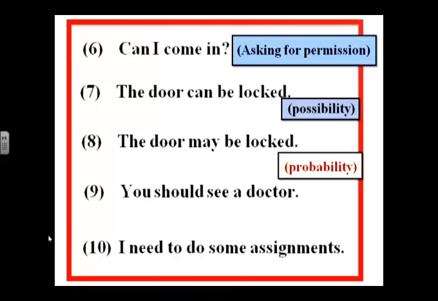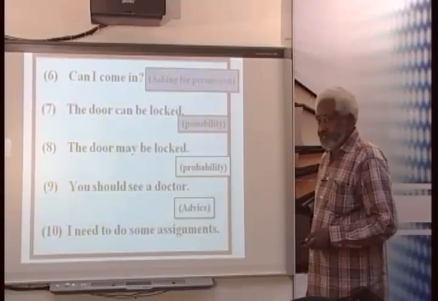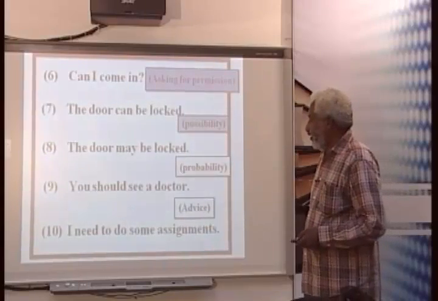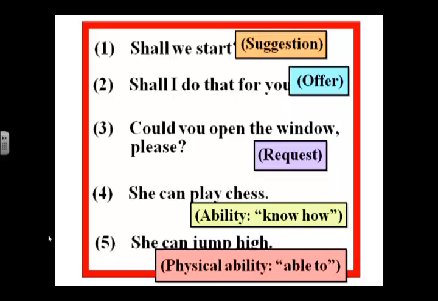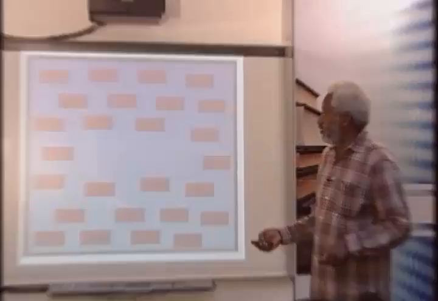Now, number 9, you should see a doctor. If you see your friend is not okay, and then you say to him or her, you should see a doctor. Now, should here expresses advice, right? I need to do some assignments. Need to do. Right? I need to do that. Now, this is necessity. So we can say that auxiliary verbs can help us to perform a number of functions, like the ones we have just talked about from number 1 to number 10.